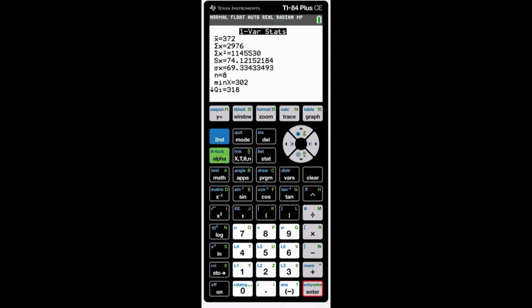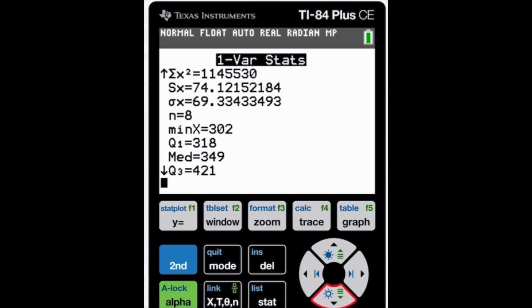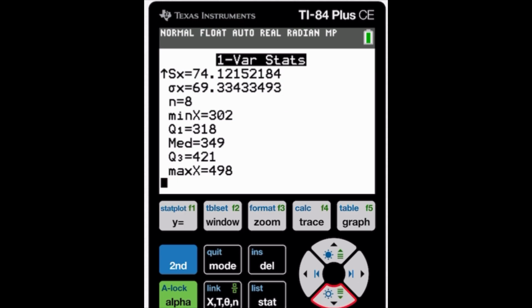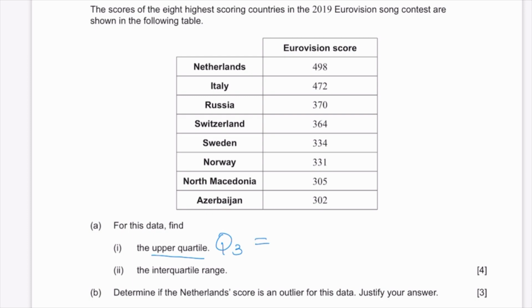Press Calculate. At this time, if I scroll down, you're going to see that it gives me what's called the 5-number summary. So here the minimum is 302, the lower quartile is 318, the median is 349, the upper quartile, which is our answer, our value here, is 421, and the max is 498. So this means that our third quartile, or the upper quartile, is 421.